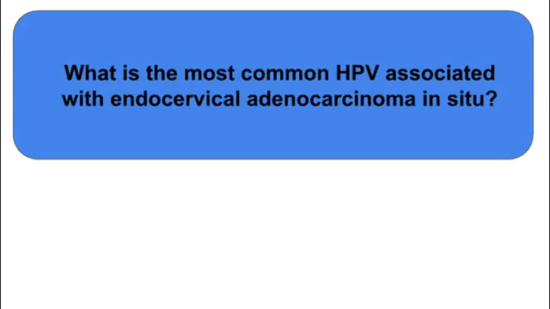What is the most common HPV associated with endocervical adenocarcinoma in situ? HPV 16 is the most common HPV type in endocervical adenocarcinoma in situ. Please note that even though HPV 16 is the most common type of HPV in endocervical adenocarcinoma in situ, HPV 18 is more often associated with endocervical adenocarcinoma in situ compared to squamous intraepithelial lesions.